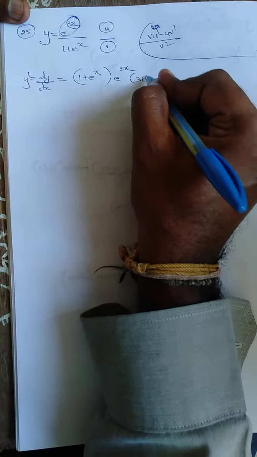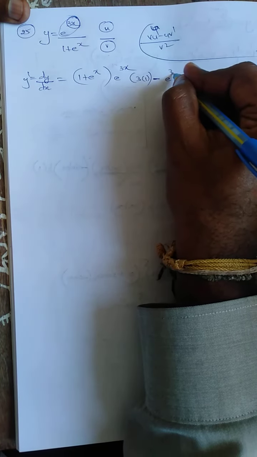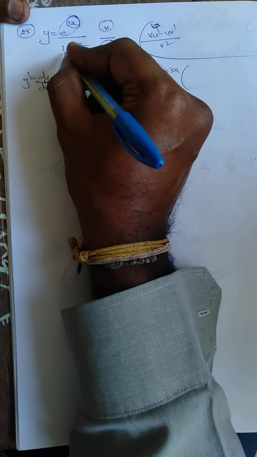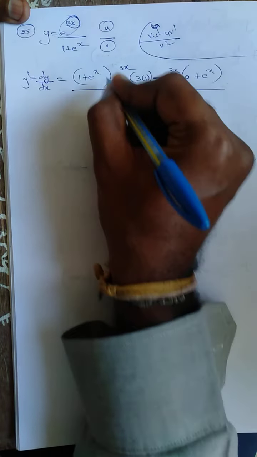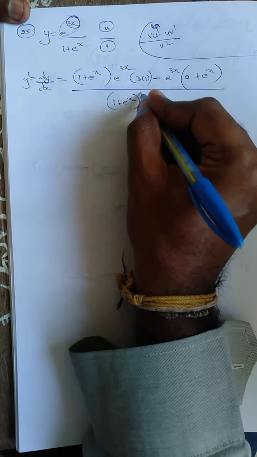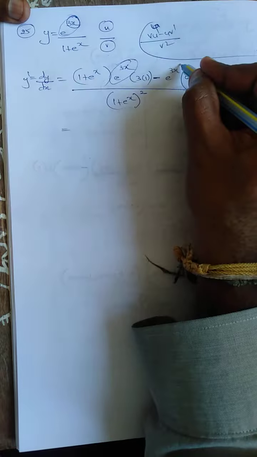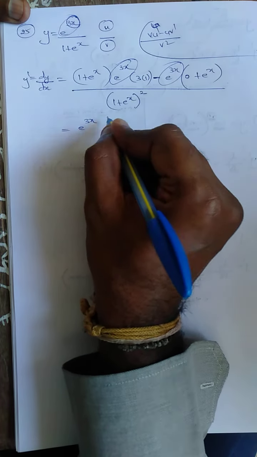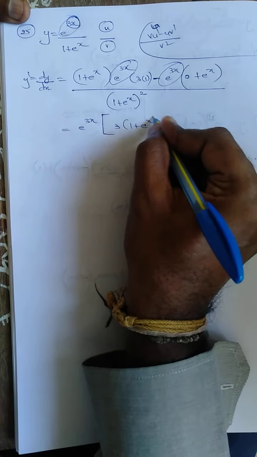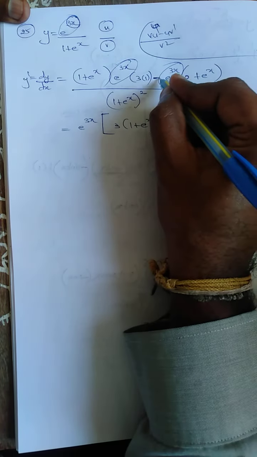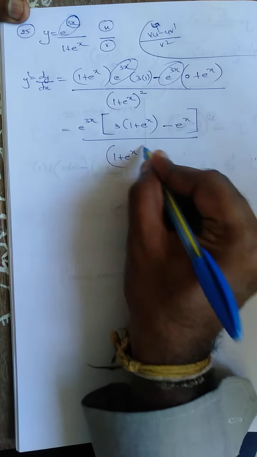X differentiate is 1, minus u. What is u? E power 3x. V dash: 1 differentiate is 0 plus e power x differentiate is e power x, divided by v square, 1 plus e power x the whole square. So what is common here? E power 3x is common. Then what is the remaining? 3 into 1 plus e power x minus e power x, divided by 1 plus e power x the whole square.